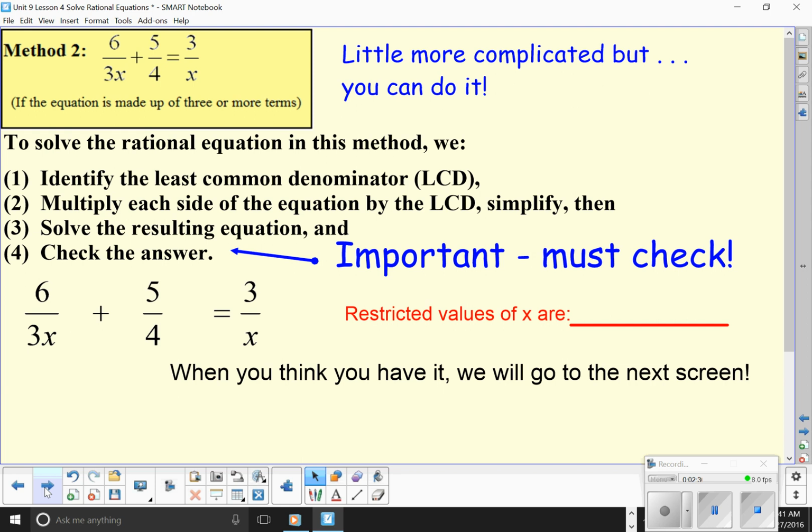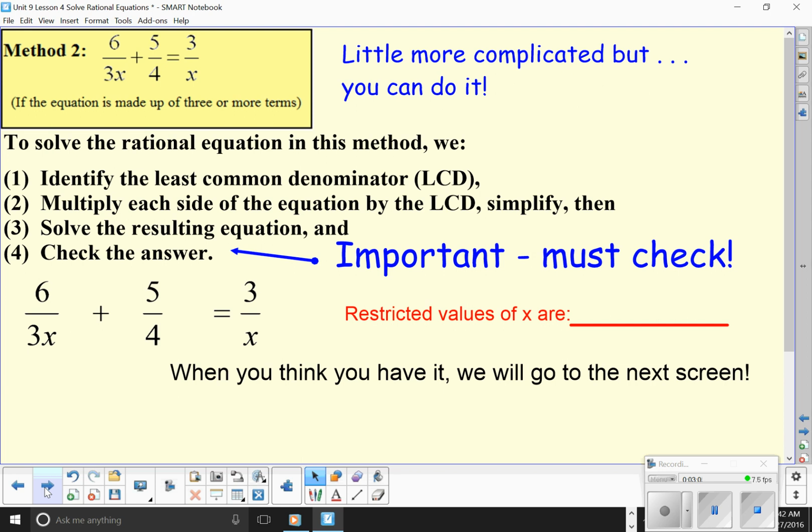Now, this is a little more complicated, but you can do it. To solve a rational equation in this method, we identify the least common denominator, the LCD, and we multiply each side of the equation by the LCD, then simplify. Solve the resulting equation and check the answer. Now here I can multiply both sides by the LCD, not necessarily by a form of 1. Why? Because whatever I do to the left side, I do to the right side, and I maintain the balance.